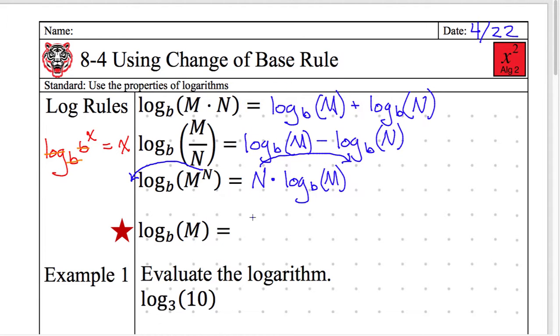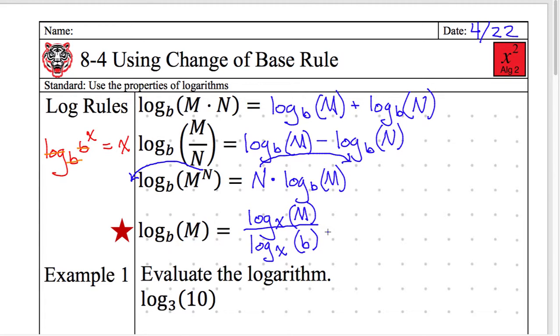Here we go. Write down our formula. It's going to be log of any base that you want. I'm going to say x. You can choose whatever base you want. Log base x of m, all divided by that same base, log base x of b, lowercase b.